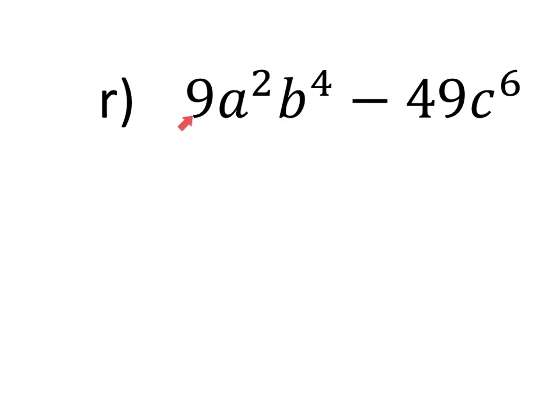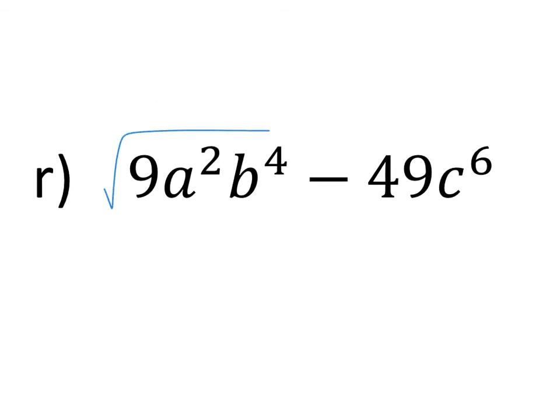However, you should recognize that 9 and 49 are perfect squares. Because of that, let's take a look at our variables. Do I have all even exponents? I do. This means I can do DOTS. The square root of 9 is 3. The square root of a squared is a. The square root of b to the fourth is b squared.